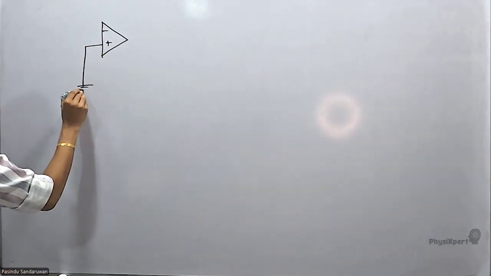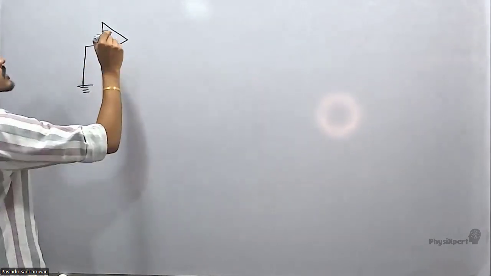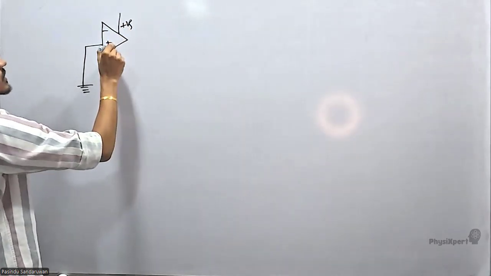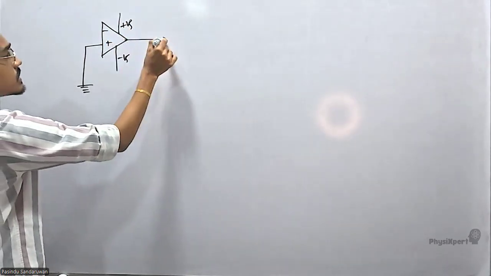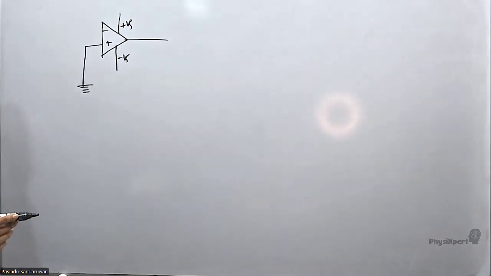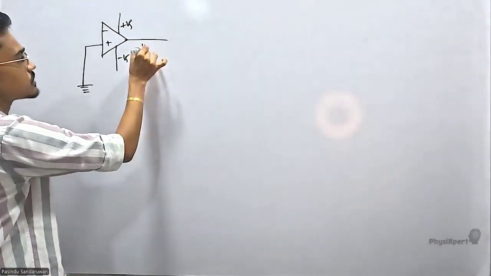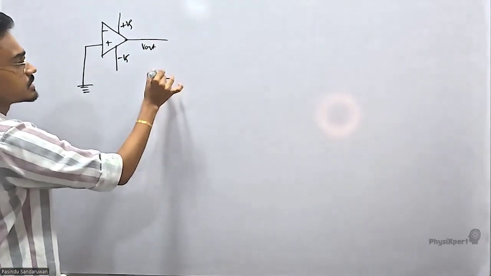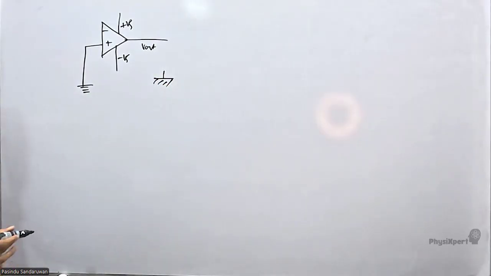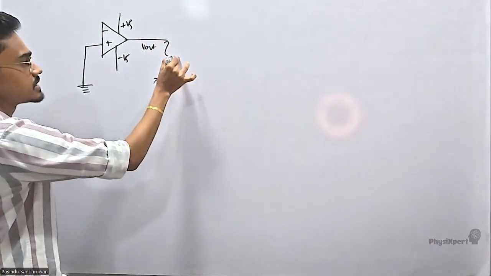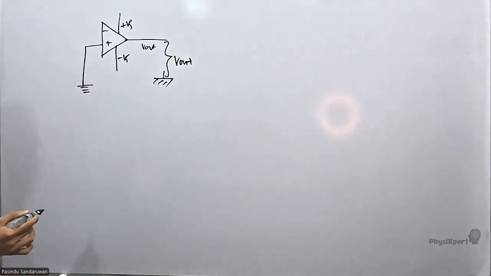Okay, this is directly grounded. Plus Vs, minus Vs, V out. V out is given. And here some grounding is also given. So V out is actually measured here.